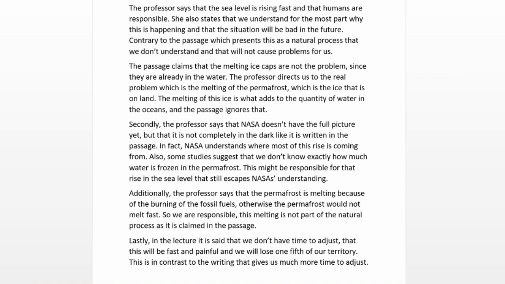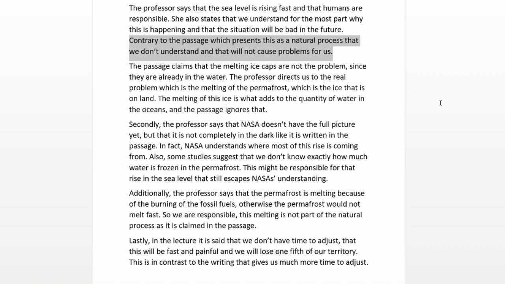Now, the professor says that the sea level is rising fast and that humans are responsible. And she also says that for the most part, we understand why this is happening and that the situation in the future will be bad. And with the 3rd sentence of this paragraph, I simply say that the passage is completely in opposition to this, that in the reading passage you can find that this is a natural process, that we don't understand it, and that it will not cause any problems for us.